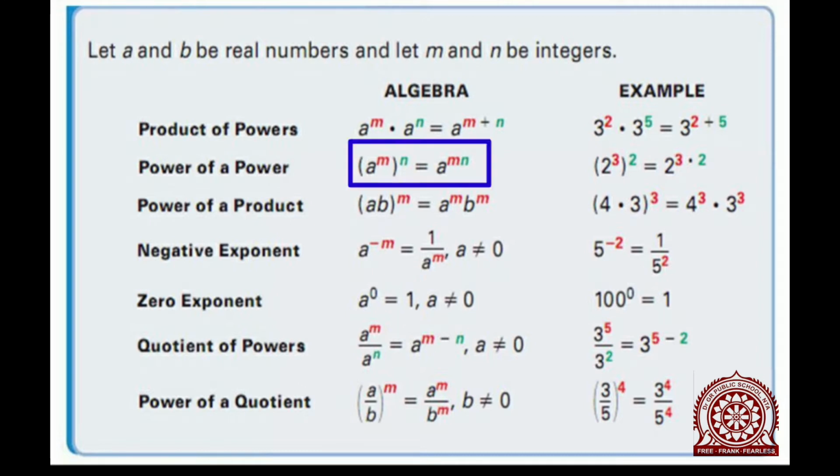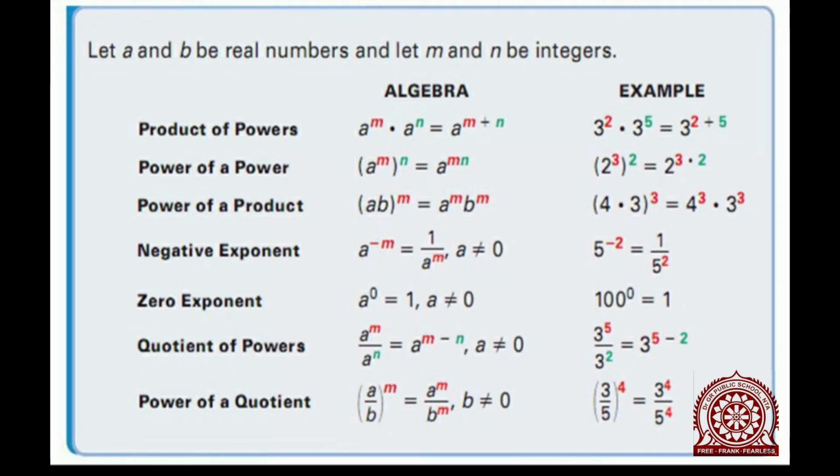Now, second one. a raised to m, the whole raised to n. What is the answer? a raised to mn. mn means m multiplied by n. When we have more powers for one base, we have to multiply the powers. So, a raised to m, the whole raised to n is a raised to m into n. You can check the examples also.